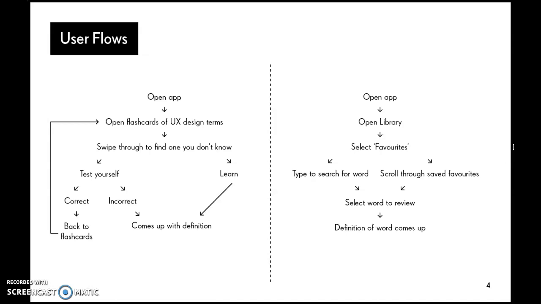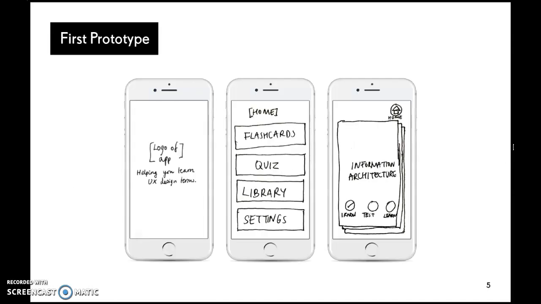To create the right app for Maddie, we started by thinking about the main goals she would want to achieve from the app. The first two we thought about were to learn new UX design terms and to review the definition of a saved term. From these, we drew some user flows. From the user flows, we sketched the first prototype.